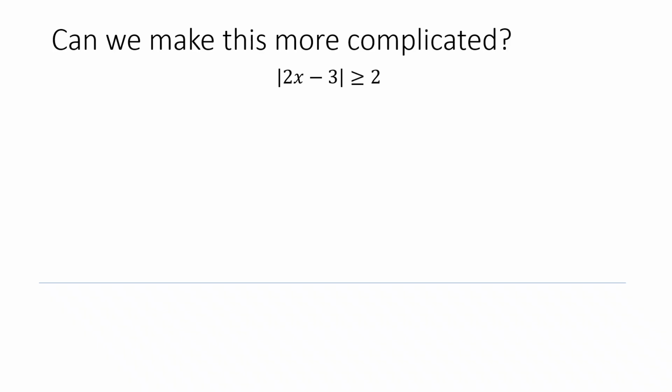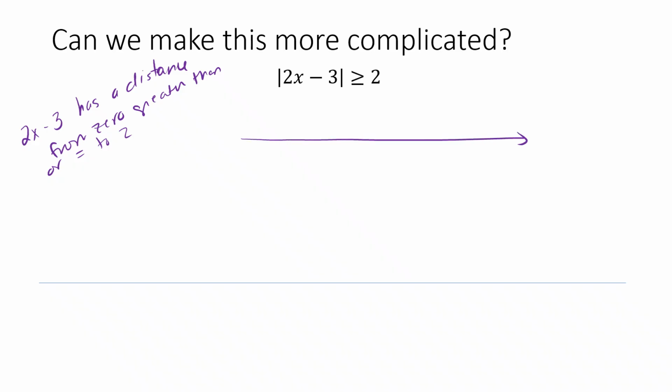So let's take a look at this. So we've got 2x minus 3 has a distance from 0 greater than or equal to 2. So what does that look like? Here's my number line, here's the 0, here's my distance of 2. So I've got a distance of 2 to the left and to the right.